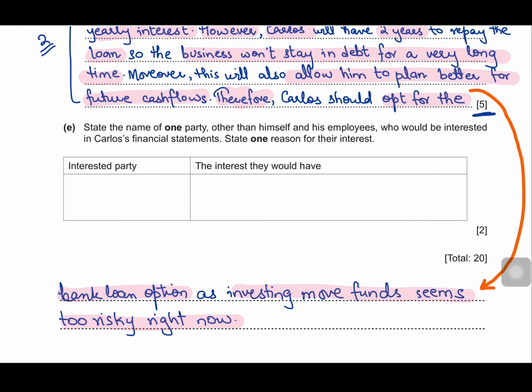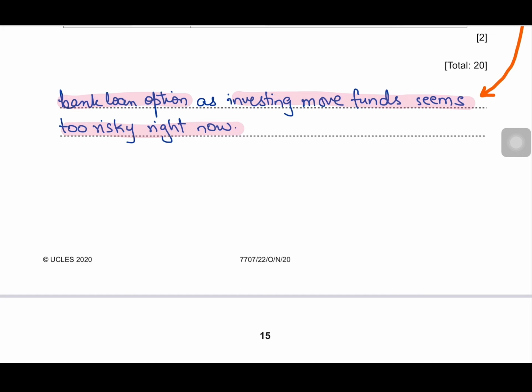Part E. Part E says, state the name of one party other than himself and his employees, who would be interested in Carlos' financial statements. State one reason for their interest. What are they talking about? They are talking about the interested parties, which are also called the stakeholders of the business. The stakeholders, right? Not just the shareholders. The stakeholders that are directly or indirectly influenced by the actions of the business, which are affected by the business actions. Now, there are many parties which are related to the business. So, there are multiple stakeholders which have an interest in the affairs, in the actions of the business.